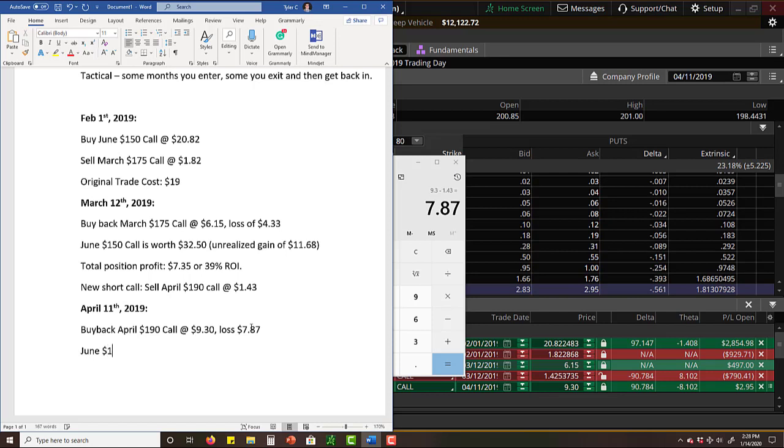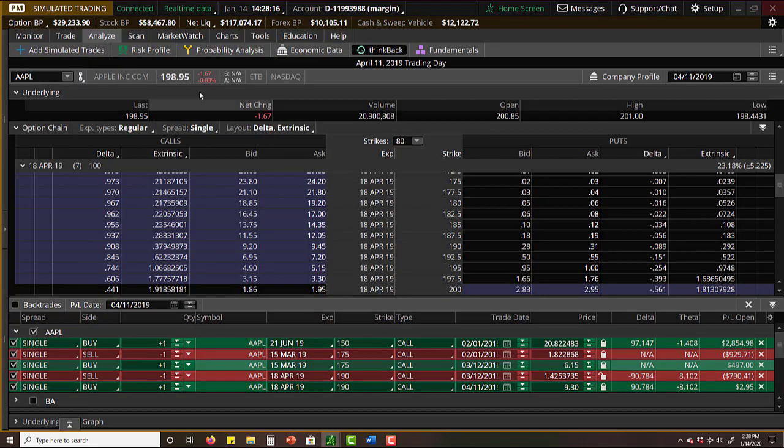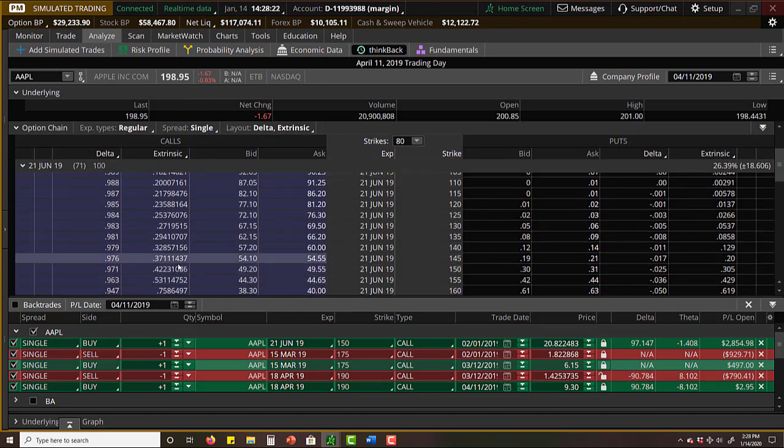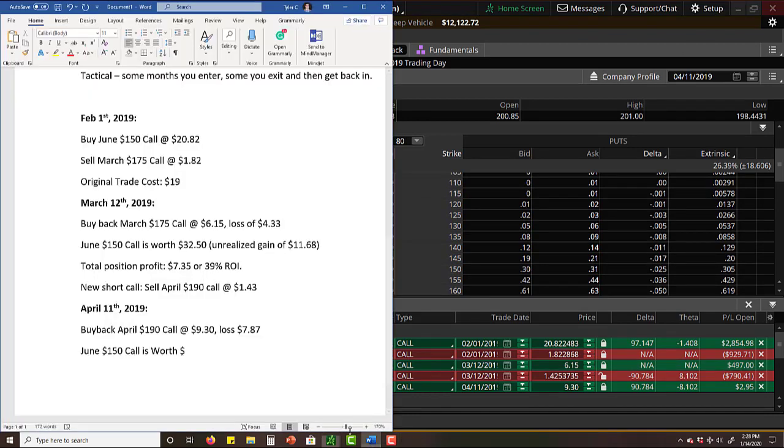So the June 150 call, how much is that now worth? Well, I'll give you a hint. The stock's at 199 bucks, so that call should be worth quite a bit. So if I go look at my June 150 call, it's now worth about $49.40. So the call has gone to $49.40. So I have an unrealized gain.